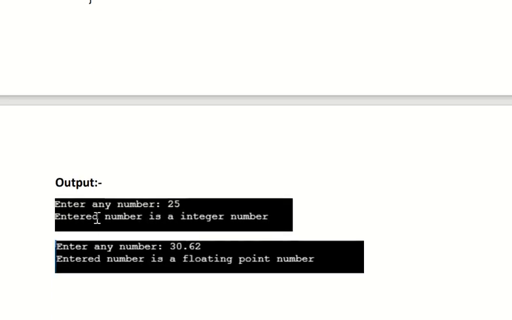So here we have the output also: enter any number. If you enter a normal number like 25, then it will print it is an integer number. But if you enter something like 30.62, then it will display entered number is a floating point number. So that is all about checking or determining whether it is an integer number or a floating point number. So thank you all.